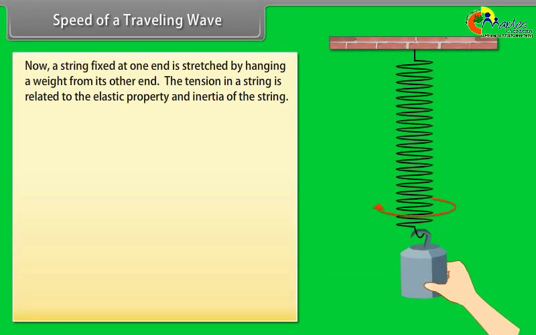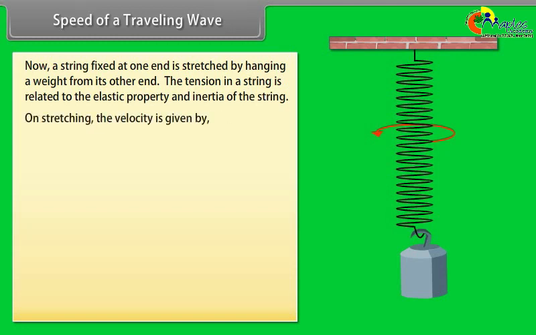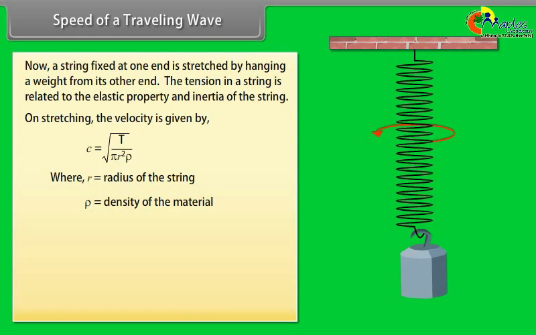Now, a string fixed at one end is stretched by hanging a weight from its other end. The tension in a string is related to the elastic property and inertia of the string. On stretching, the velocity is given by c equals under root T upon pi r square rho. Here, r is the radius of the string and rho is the density of the material.